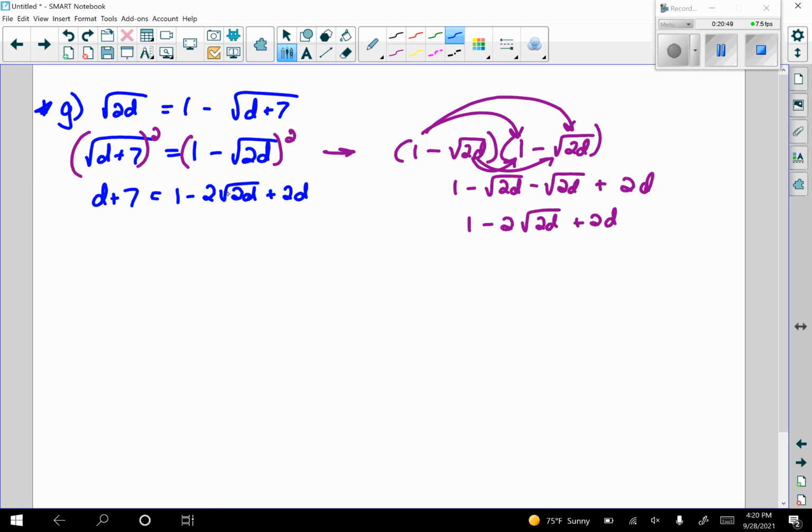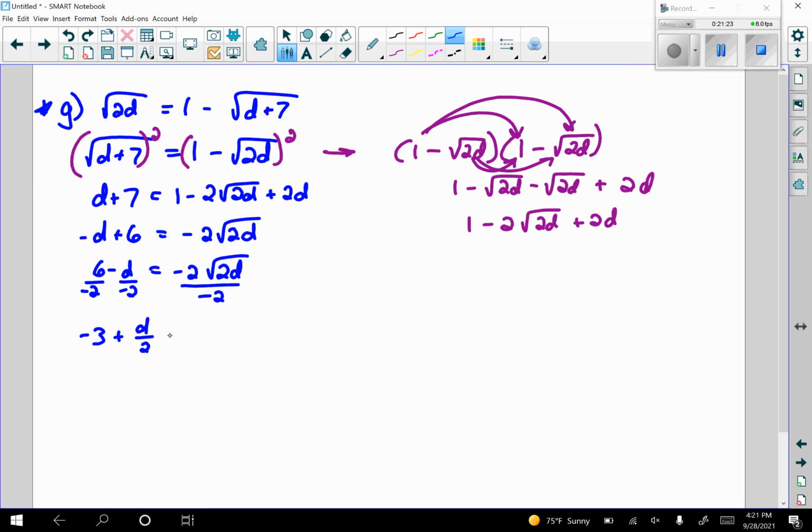So now what I could do, I'm trying to isolate this radical right here. So I'm going to subtract 2d from both sides. So this will give me a negative d, and then I'll subtract 1. So we're going to minus 6. I'm sorry, positive 6. And then that's going to equal a negative 2 radical 2d. So let's write this as 6 minus d equals negative 2 radical 2d. Then I want to divide everything up here by negative 2. So now we're going to get a negative 3 plus d over 2 is going to equal radical 2d.